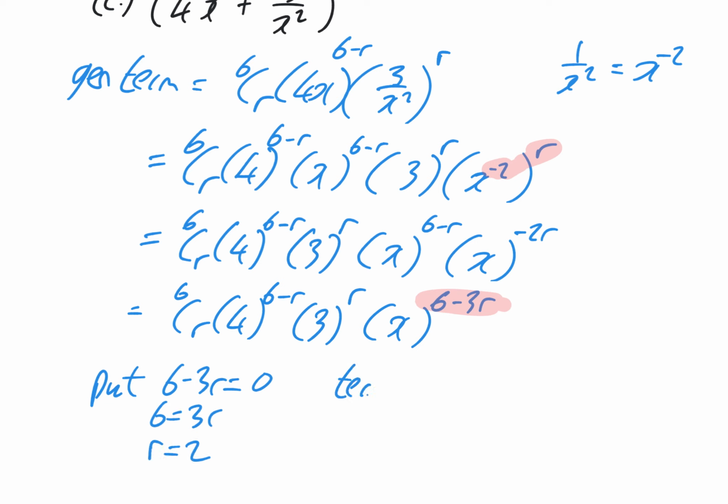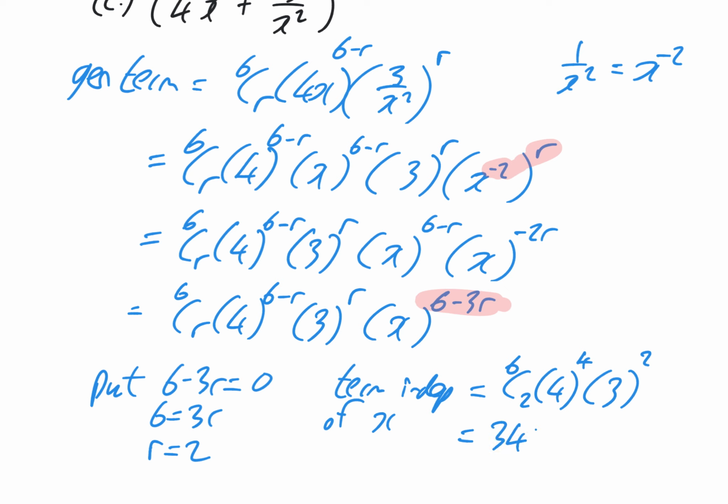So just say your term independent of x is going to be equal to 6C2, 4 to the power of 6 minus 2, which is 4, 3 to the power of 2, and then just do that on your calculator. So whatever that is, 6C2 times 4 to the power of 4, and then times, what have I just said, 3 to the power of 2. And when I did that in my calculator, I got a very big number, 34,560.